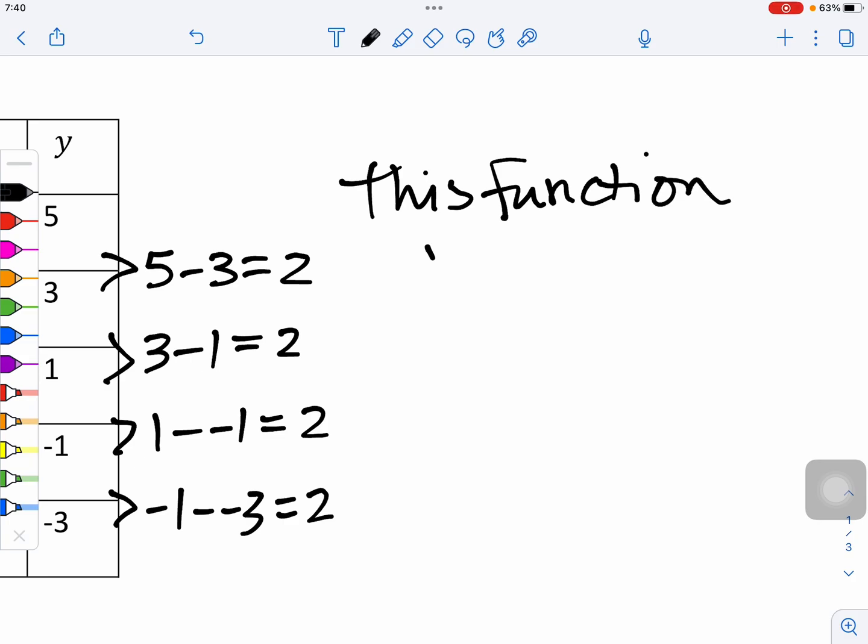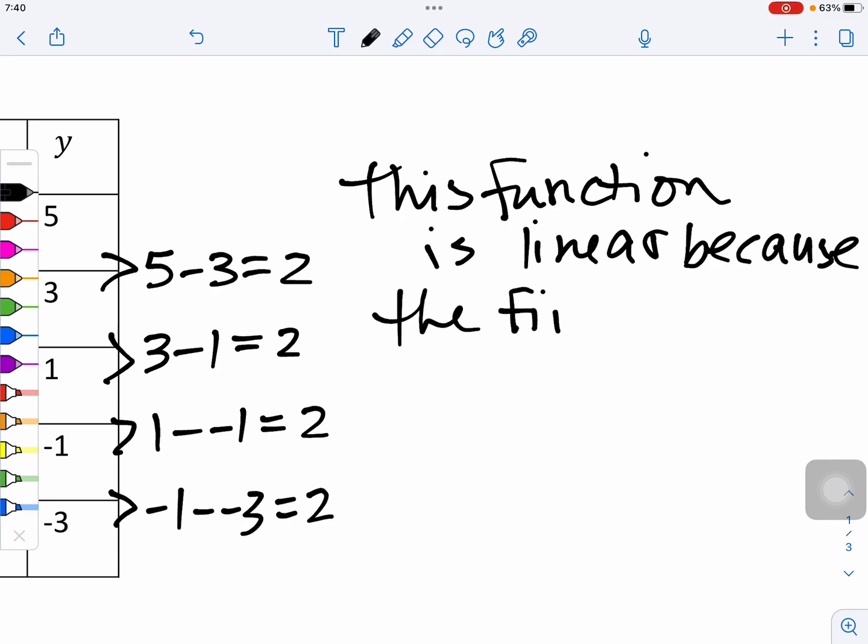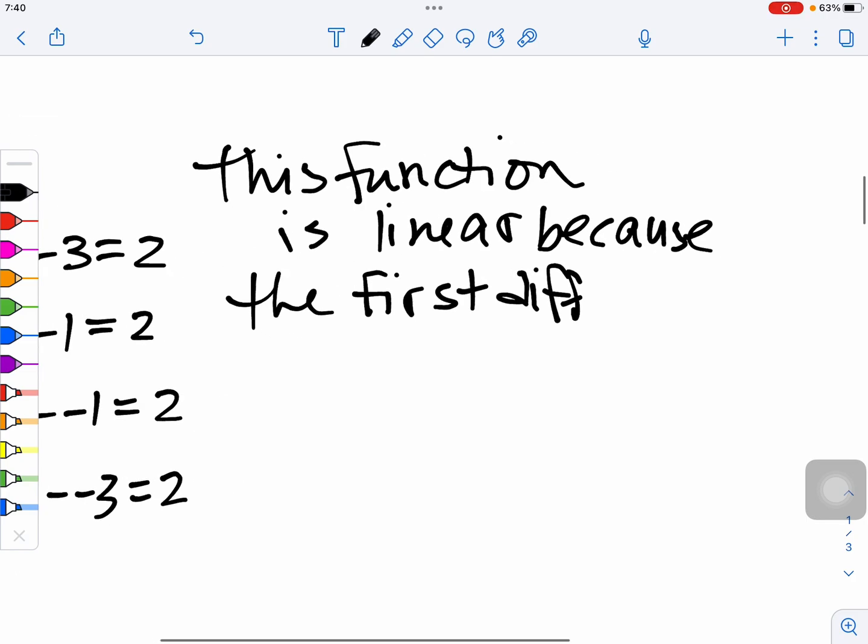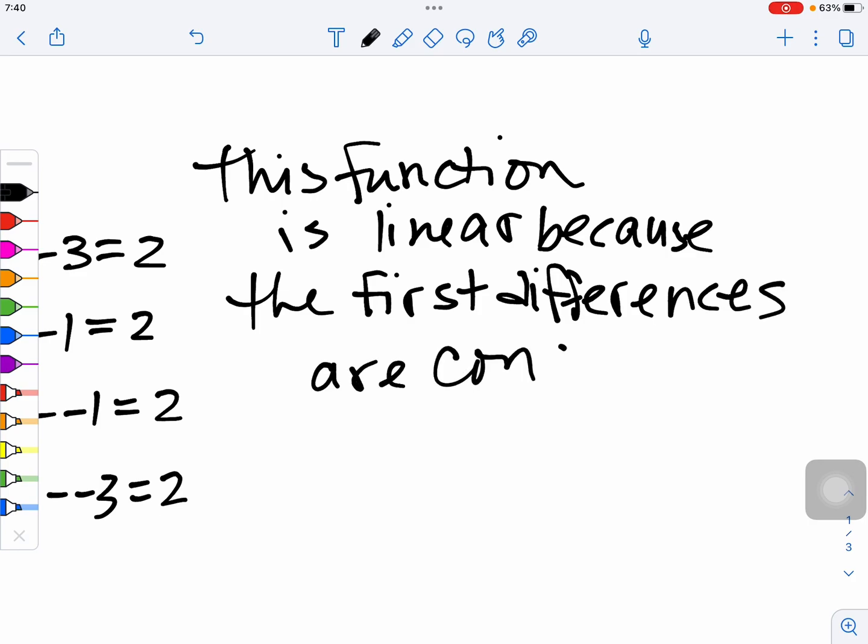Function is linear because the first differences are constant, which is our math term for meaning they stay the same, constant.